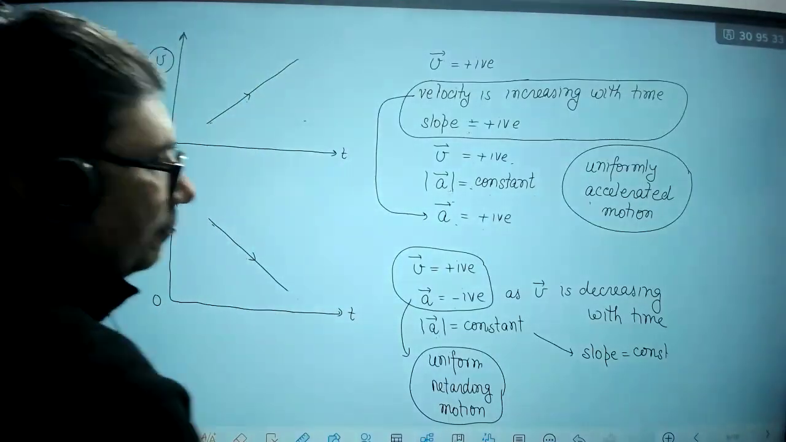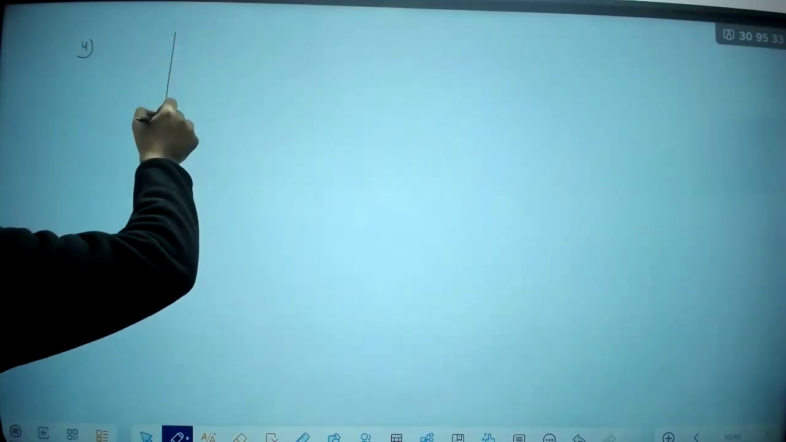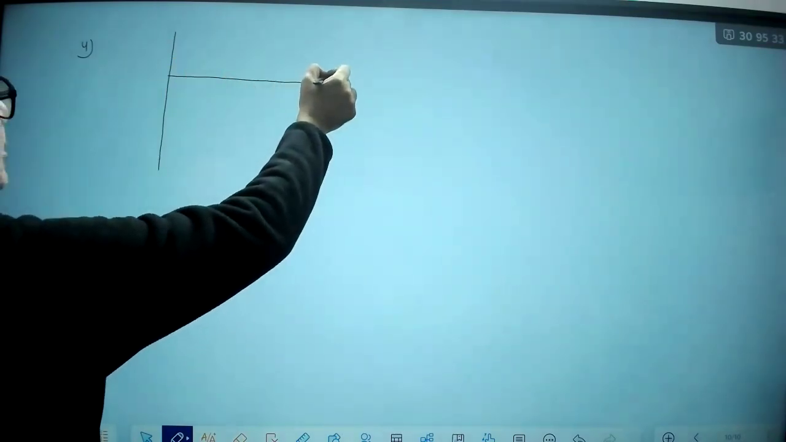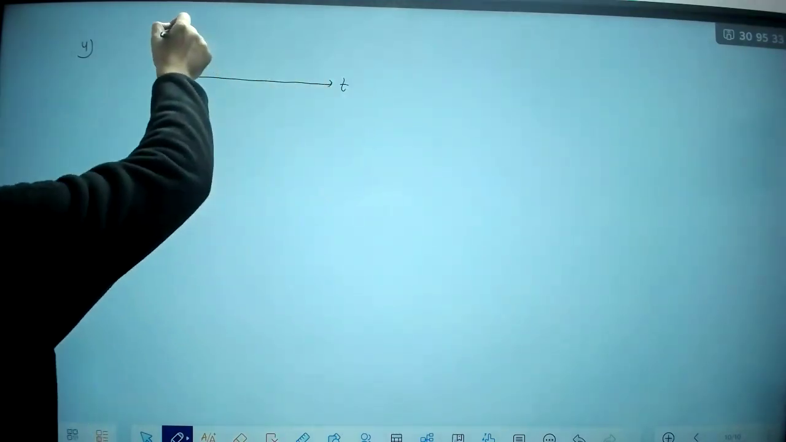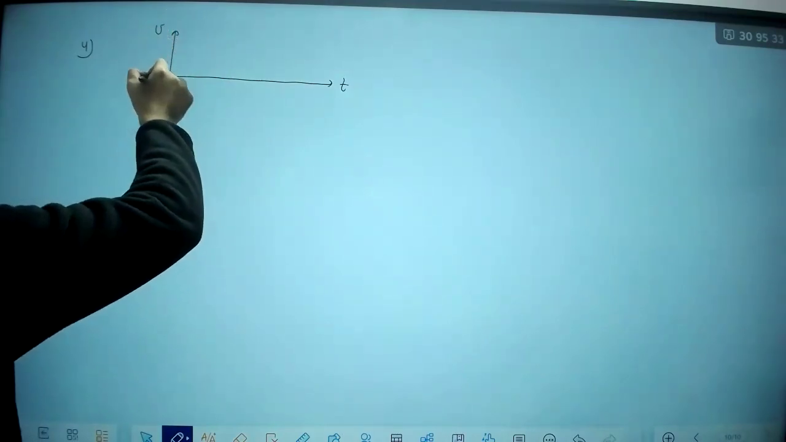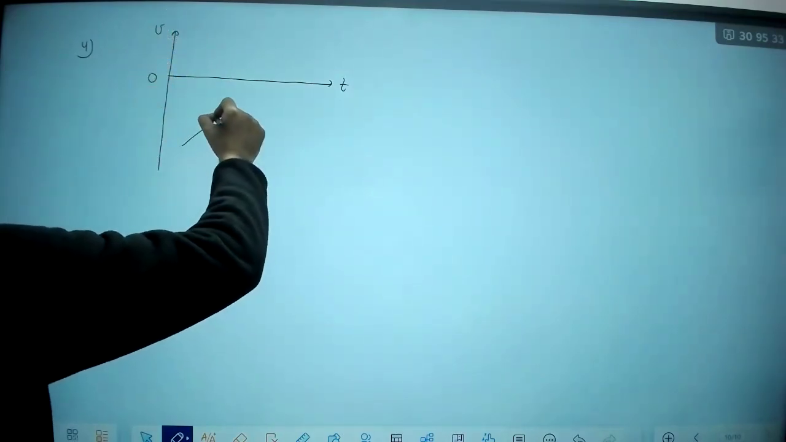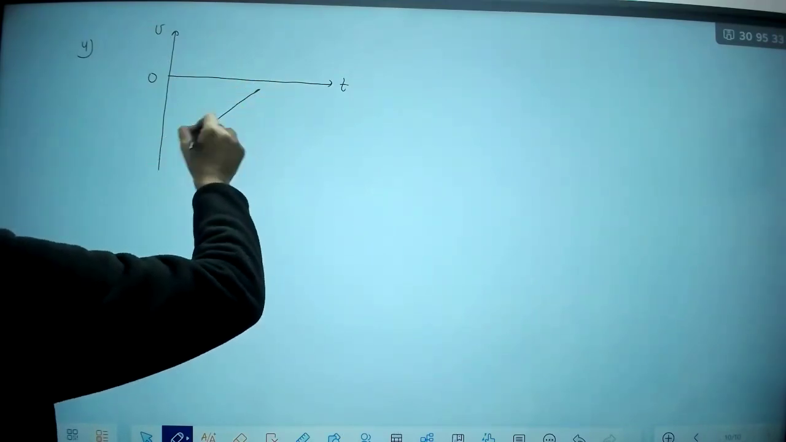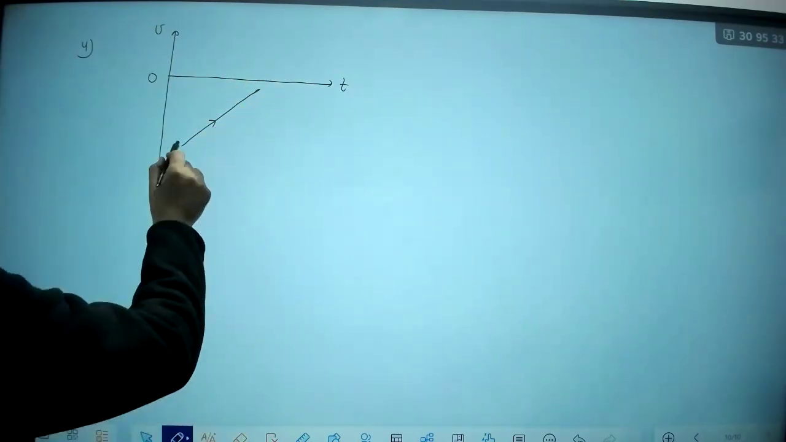And this was, I think, third, no? Or what is third and fourth now? Come to the fourth. Suppose your graph is like this. Whatever possibilities may be there, I'm trying to cover all the possibilities. V, and this is 0. Suppose here you are having this type of graph. So what is happening here?